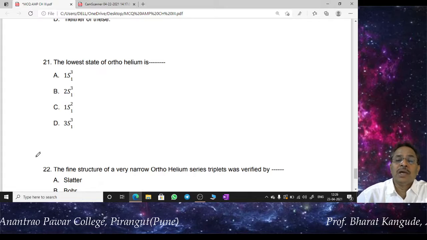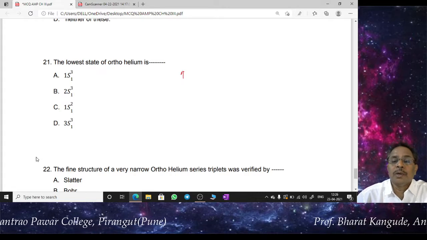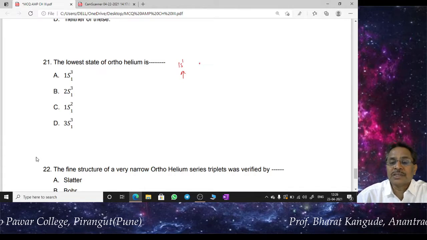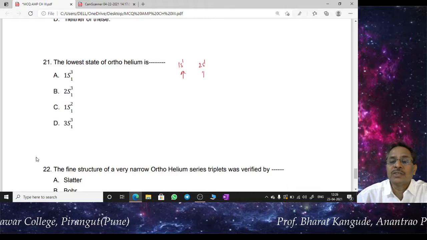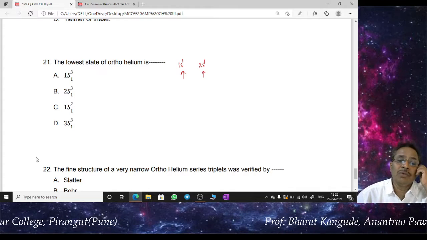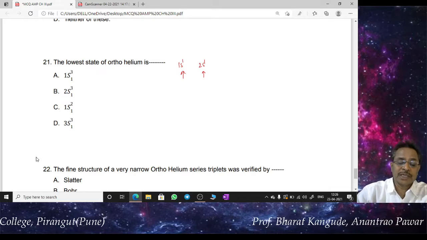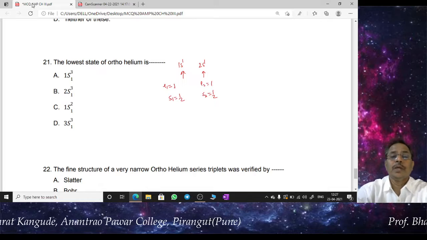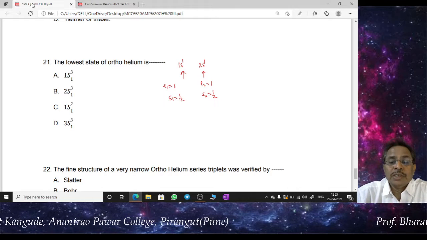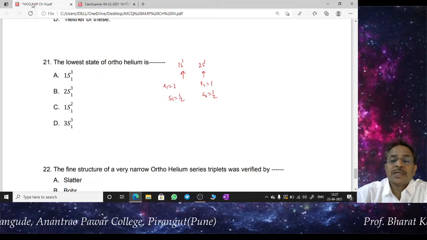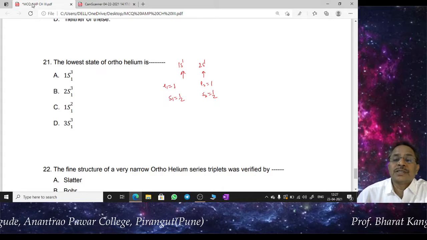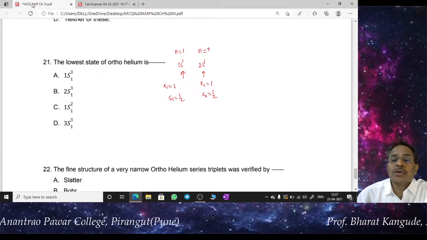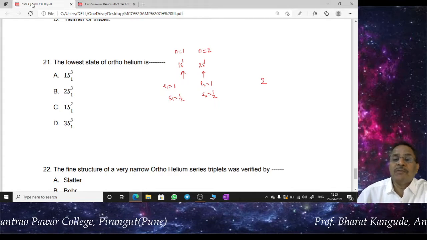Ortho means one electron is in the up state, first one in 1s1, and the second electron is either 2s1 or whatever, it is also in the up state. Therefore, if we go for the lowest state of this system, in orthohelium one of the electrons goes into the state called 2s1. Here the principal quantum number for the first electron is 1, and for this electron, n is 2.